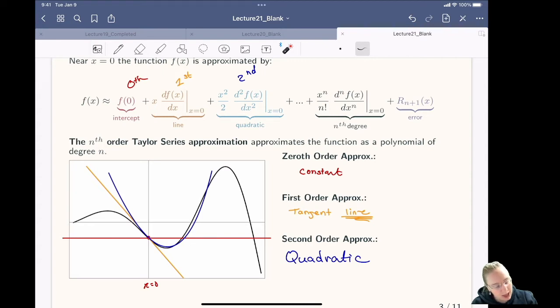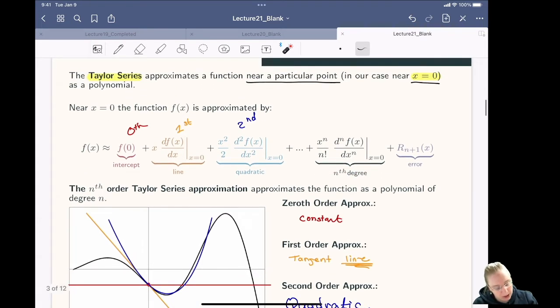All right, the nth degree term is a little bit more complicated. It's the nth derivative, so like the second derivative, you could just keep on taking derivatives and get the third derivative and the fourth derivative and so forth, and then you have x to the power of n divided by n factorial. So if you've never seen a factorial before, that's okay.